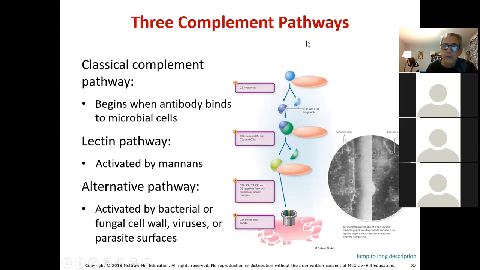So what are the three things that complement does? One is that complement proteins join together and form what's called a membrane attack complex that can be in the envelope of an enveloped virus or in a bacteria, and it makes holes in the cell and causes them to lyse. Other complement factors can stimulate inflammation, and the binding of the antibody and the complement can lead to increased phagocytosis.